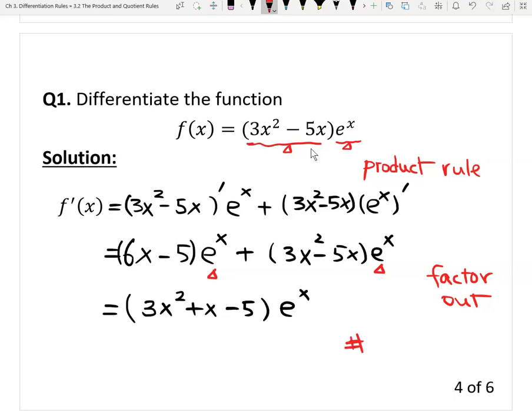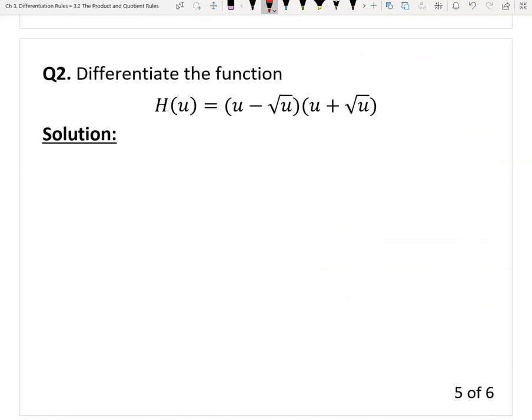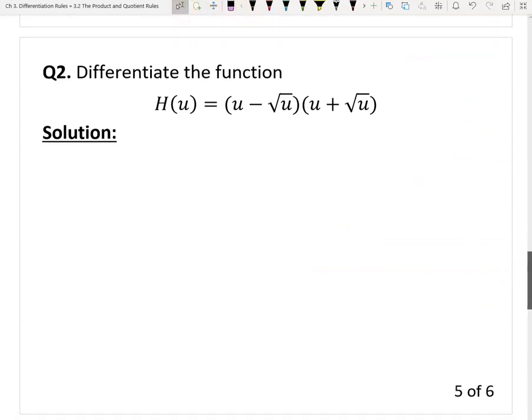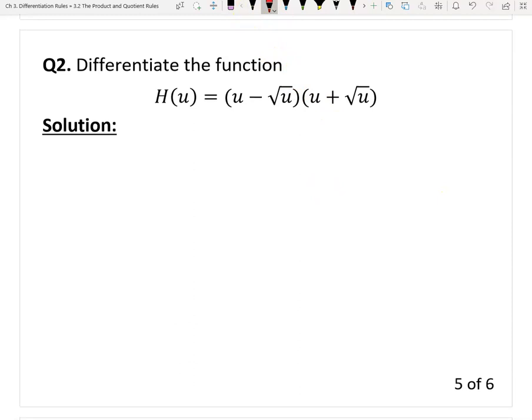Okay, easy to use, right? Very easy. We just directly follow the product rule. Therefore, you see the product rule is really important. Let me look at these questions. Now, how about the second one? How about this question? Yes, it's a product, right?